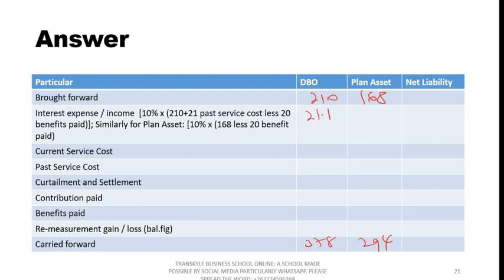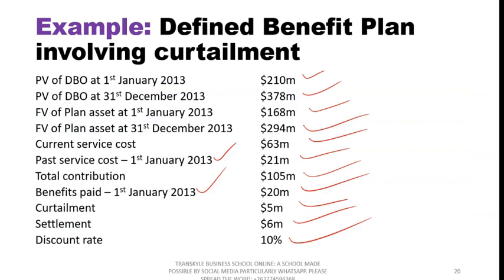And then we are also going to say for the plan asset, here we need to take into consideration the benefit that has been paid, and why? If you look at this, the past service cost figure was at the beginning of the year, which means for the current year we also need to consider that amount, because remember we are making accounts at the end of the year, so we need to consider the current year's charge.